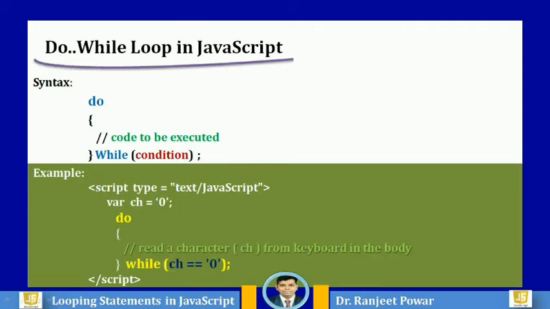The do while loop is a variant of the while loop. In a do while loop, the block following do is executed first and then the condition is evaluated. If the while condition is true, the block is executed again and repeats until the condition becomes false. This is known as an exit control loop as the condition is evaluated after the block has executed. The generic syntax of the do while loop in JavaScript is given here.